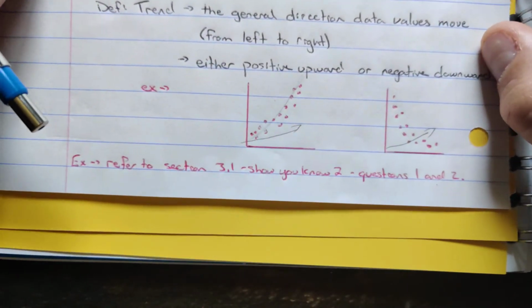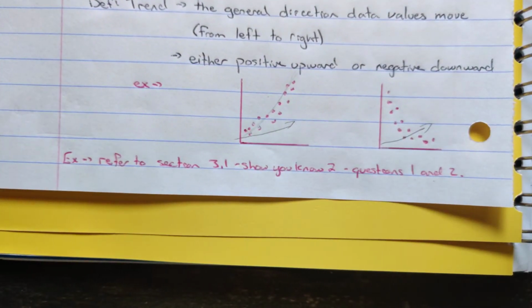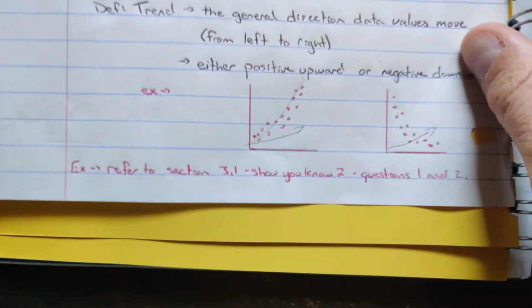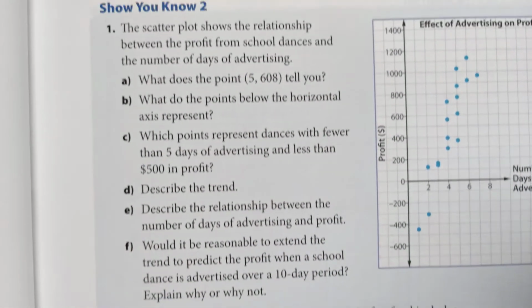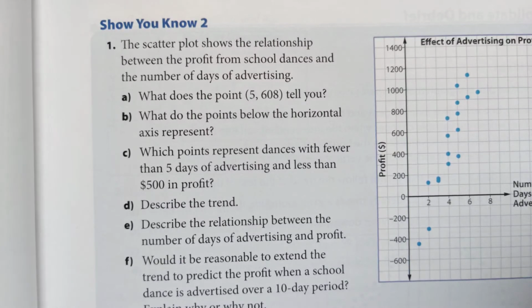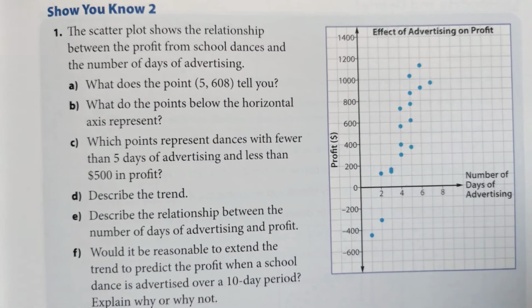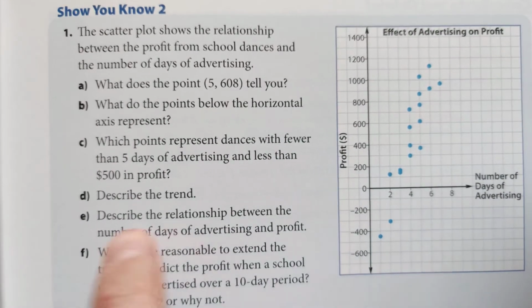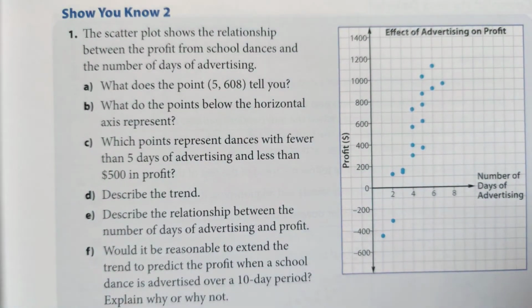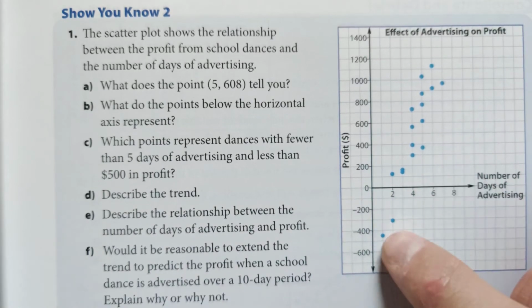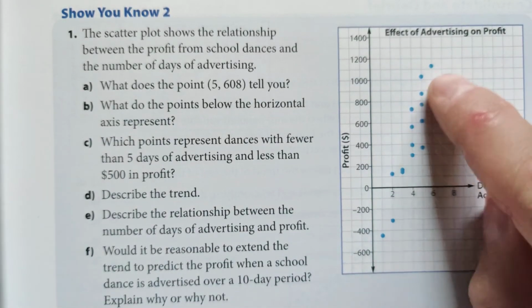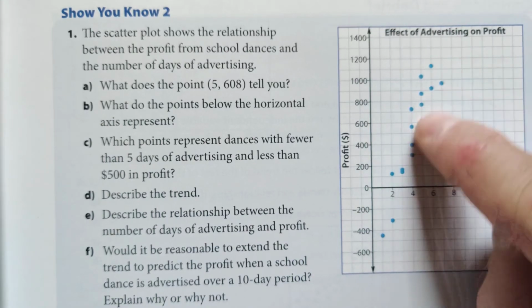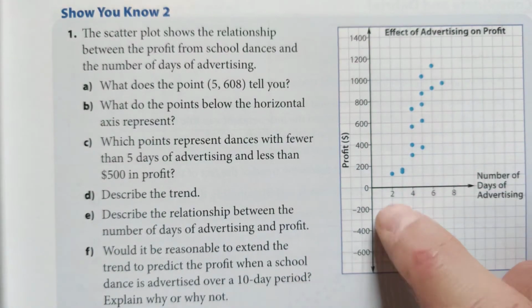And then one more example out of the book here, or a couple more, I guess. Let's just take a quick look here. Looking at the scatter plot on Show You Know 2. This is on page 109, by the way. So we got a scatter plot here. It shows the relationship between the profit from a school dance and the number of days advertising. So the general look here is that the more we advertise, the more money we make.